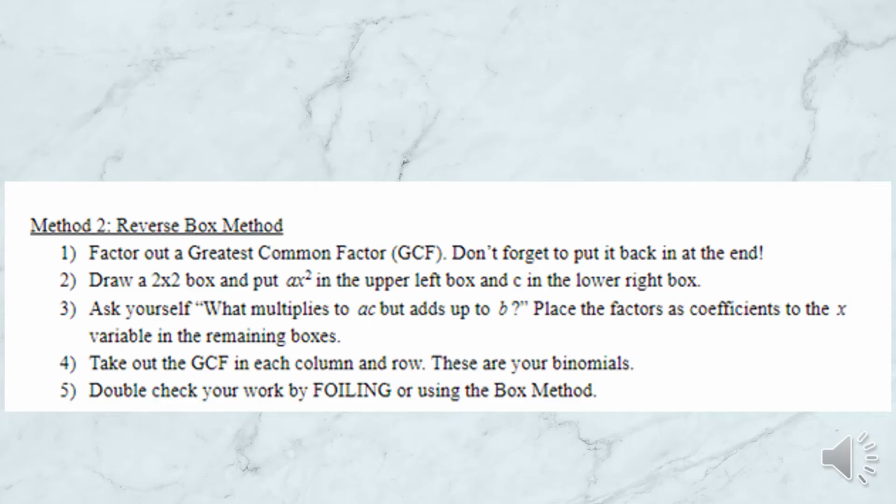The second method that we're going to talk about is called the reverse box method. So again, our first step is to always factor out a GCF. Then we're going to draw a 2 by 2 box and put the first term in the upper left and our C term or last term in the lower right. We're going to ask our magic question and place those factors in those two remaining boxes. Then we'll take out the GCF in each column and in each row, and that will give us our factored form.